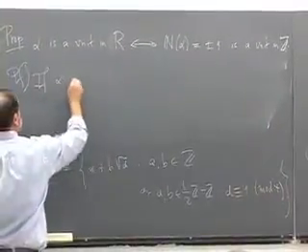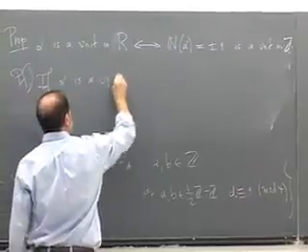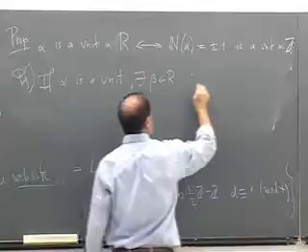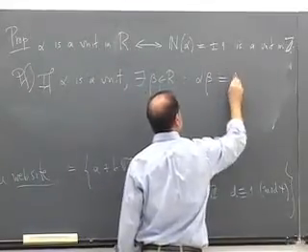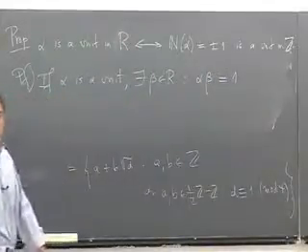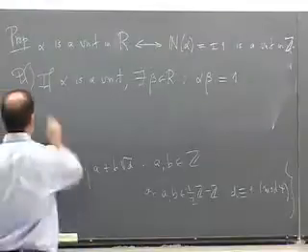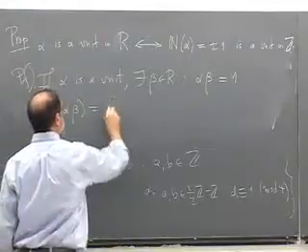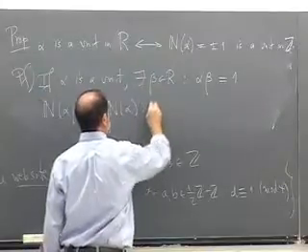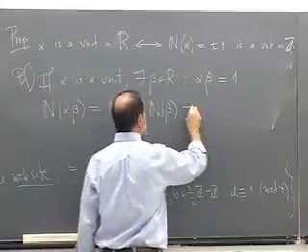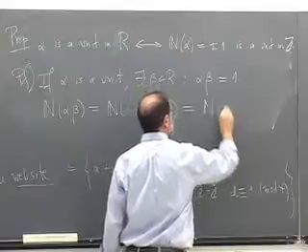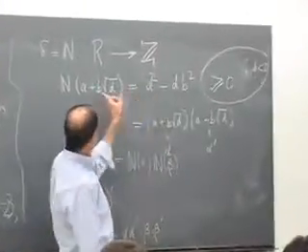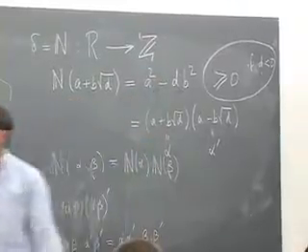If alpha is a unit, there exists a beta in the ring where alpha times beta is equal to 1. That's what a unit means. Apply the norm. Then the norm of alpha beta, which is the norm of alpha times the norm of beta, is the norm of 1. But the norm of 1 is just 1, because b is equal to 0 and a is equal to 1.